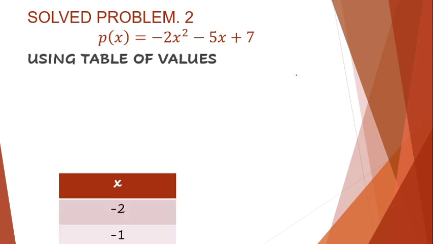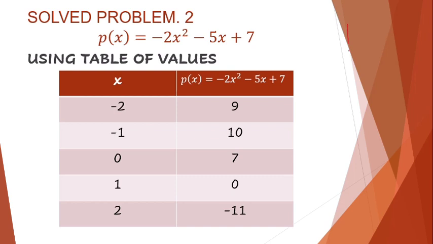Ganyan. Ngayon, ito yung graph nyo. Negative 2, positive 9. Then, negative 1, positive 10. 0, positive 7. 1, since negative 4, then 2. So kung connect nyo yan, with positive pababa lang.